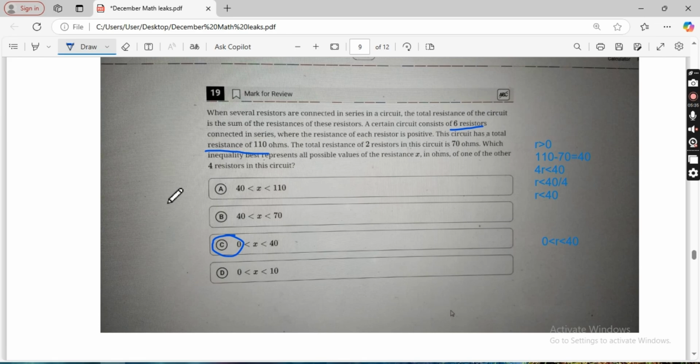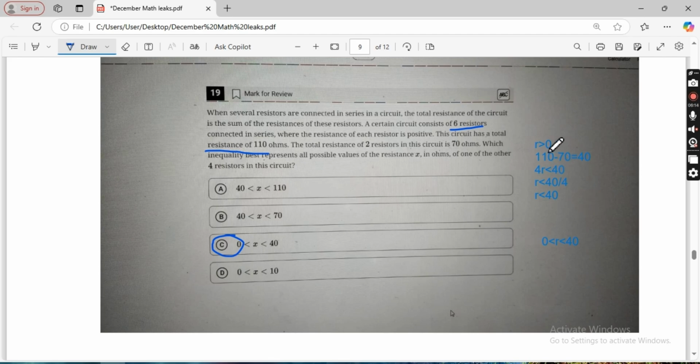A circuit consists of 6 resistors connected in series, where the resistance of each resistor is positive. So be careful, every resistor has a value which is bigger than 0. This circuit has a total resistance of 110 ohms, which is the total value of the 6 resistors. The total resistance of 2 resistors in this circuit is 70 ohms. Which inequality best represents all possible values of the resistance X in ohms of one of the other 4 resistors in the circuit?